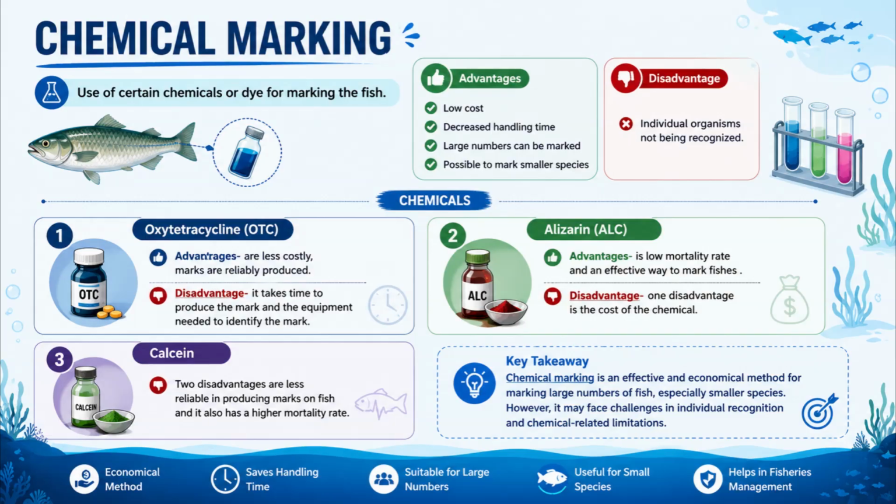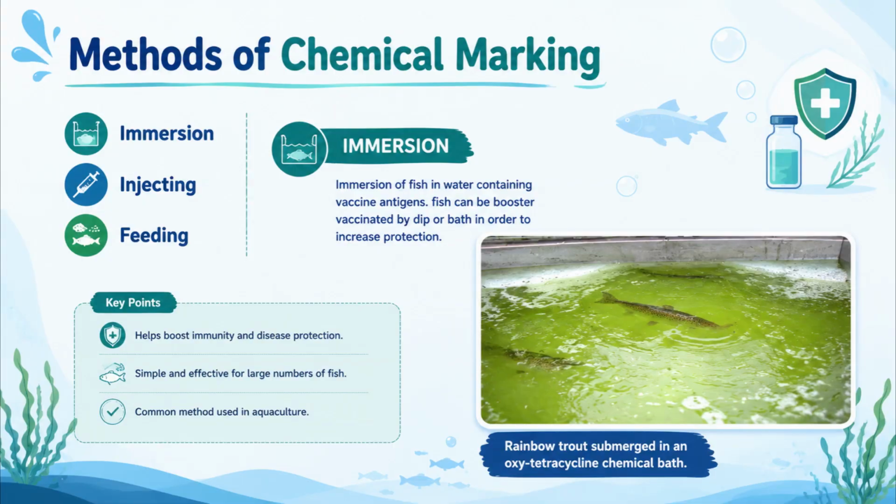Calcium is another chemical marker, but it is sometimes less reliable in producing clear marks and may also result in higher mortality rates. Chemical marking methods are widely used in fisheries science for population studies, stock assessment, and conservation research. Let's look at the different methods used in chemical marking of fish. There are three major methods: immersion, injecting, and feeding.